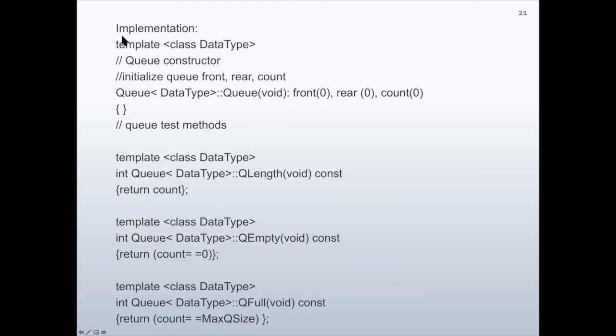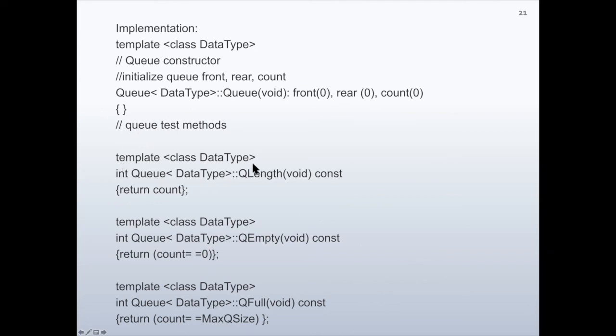Here's the implementation. The queue class is a template class. We are saying template class data type. This is the constructor. The constructor is a method of the queue class and it has the same name as the class. There is no input value, there is no return value from here. We are setting front, rear, and count to 0 in the implementation. There's nothing else.